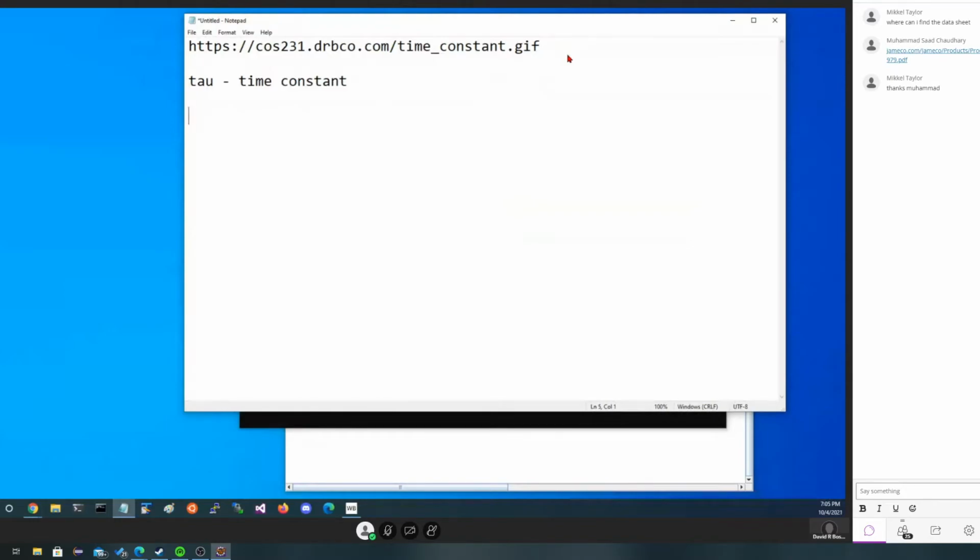Now, I'm going to write it here and then we'll go back to the other chart. It takes 5 tau to completely charge or discharge the capacitor. Keep that number 5 in your mind.